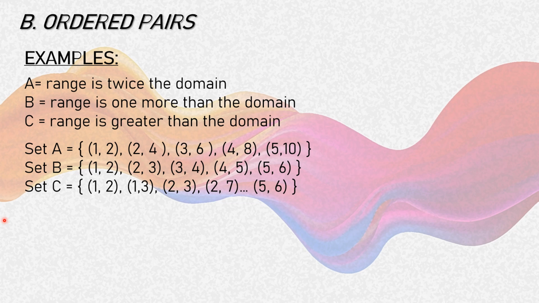more. So, dito sa set C, pwede tayong magkaroon ng more than 5 or more than 6 ordered pairs since ang nakalagay dyan, range must be greater than the domain. Pwede din siyang maging (3, 4), (3, 5), (3, 6). So, iyon yung halimbawa ng set C.